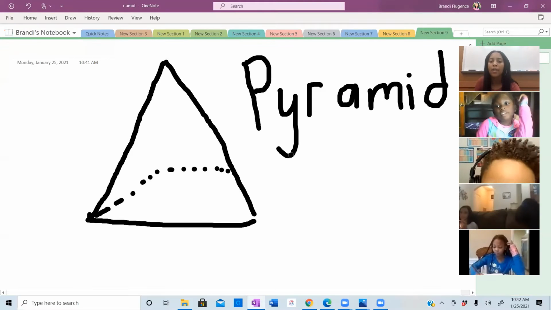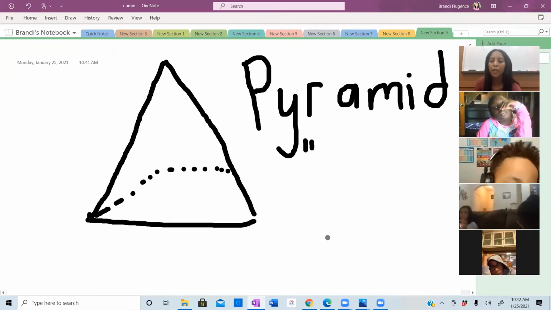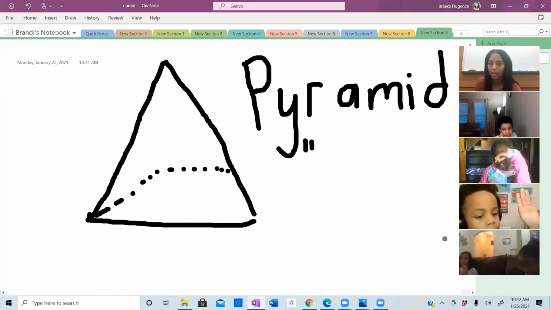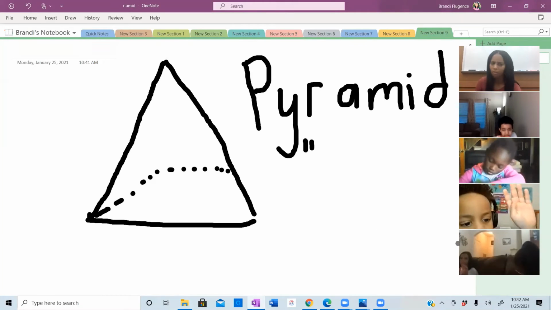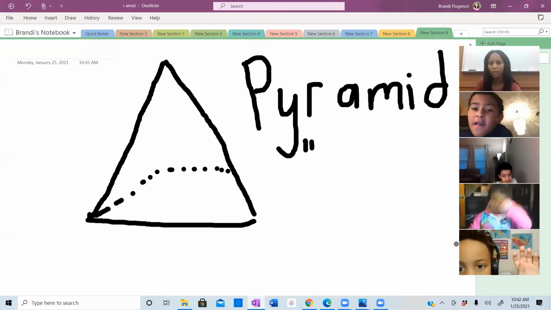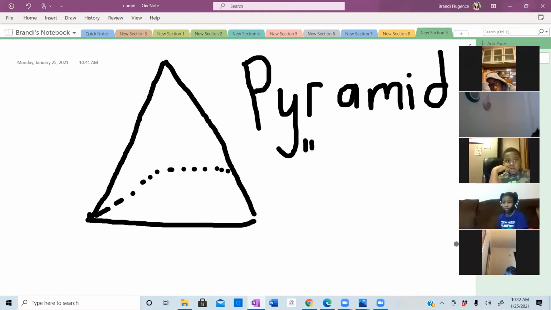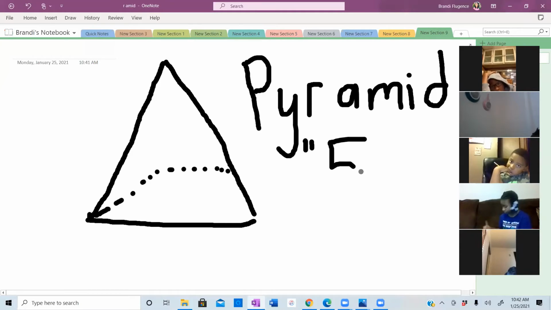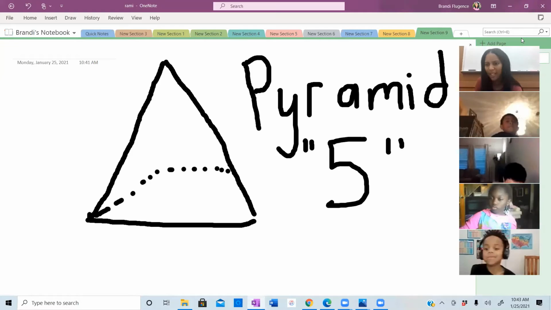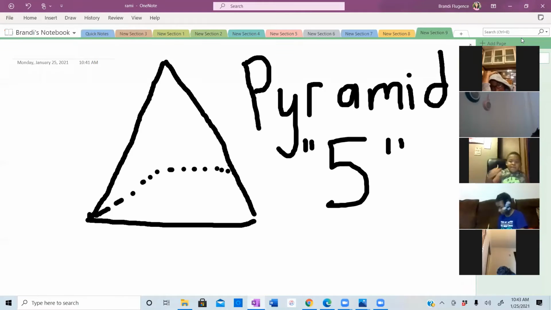Okay, so who knows how many faces a pyramid has? Three. One. No. Three. Then two. Three. Four. Five. I was waiting for it. Yes. So it has four sides, and then you have your bottom. So that's five. I think it was Jordan who said five. Yes.